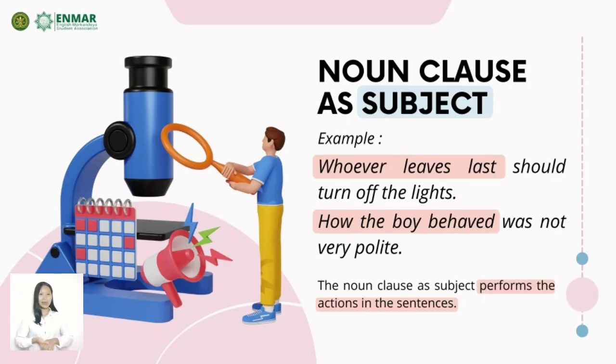Next, material about noun clause as a subject. A noun clause as a subject is a noun clause that acts as a subject in a sentence. Despite its role as a subject, a noun clause is still a dependent clause. For example, whoever lives late, so turn off the lights. How the boy behaved was not very polite.